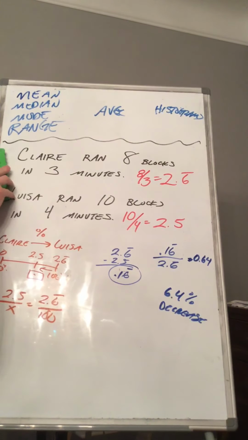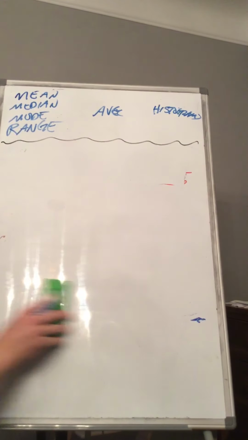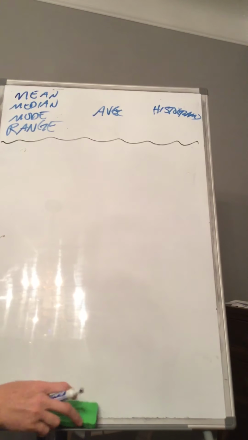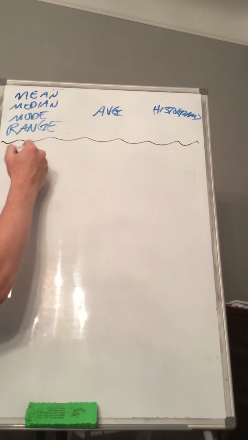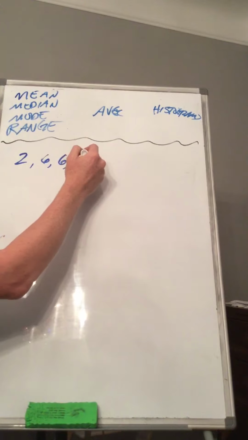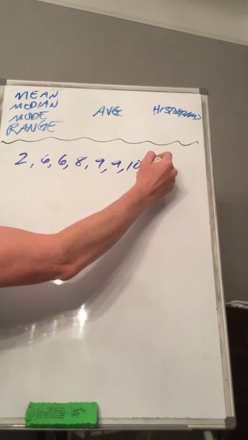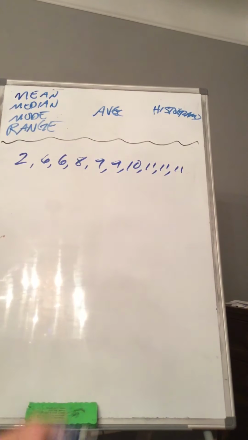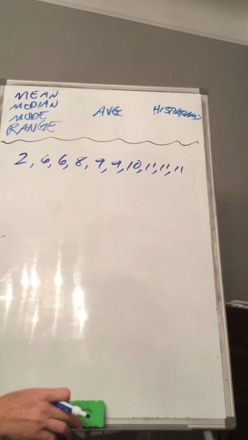Okay, so for today's new stuff and our review, all of this is going to be review, but some of you haven't had it for a while, and distance learning does a number on all of us. So let's say we have some data. Let's focus on the mode, which is the most common data. So if we had 2 6 6 8 9 9 10 11 11 11, our mode would be 11, because that's the most common value, okay?